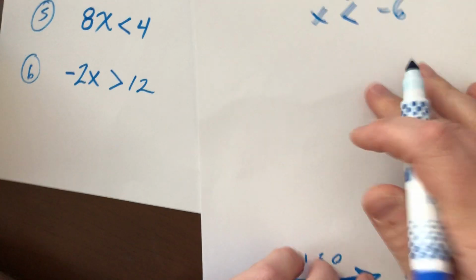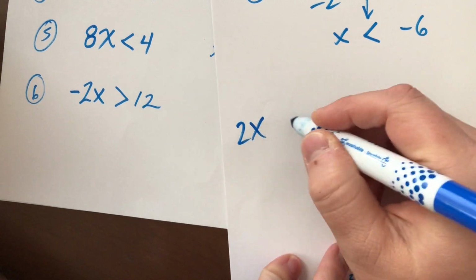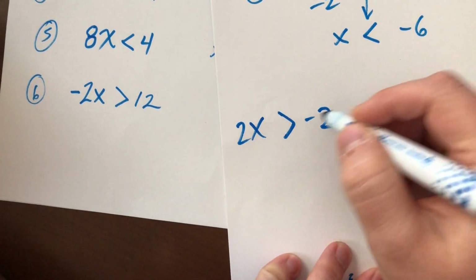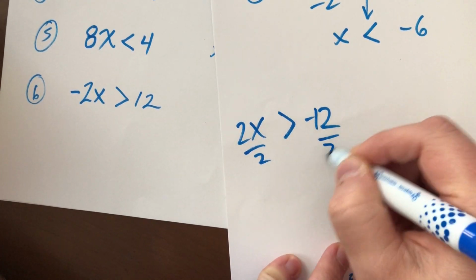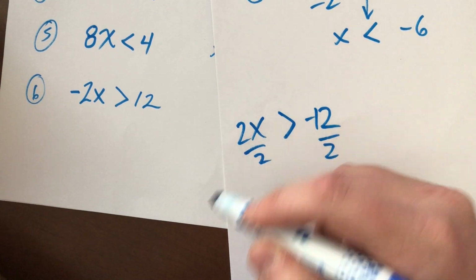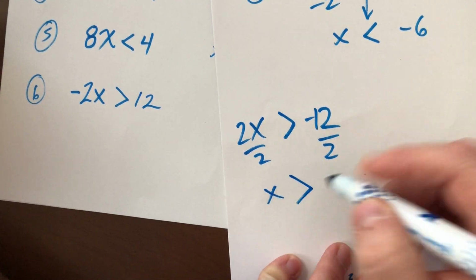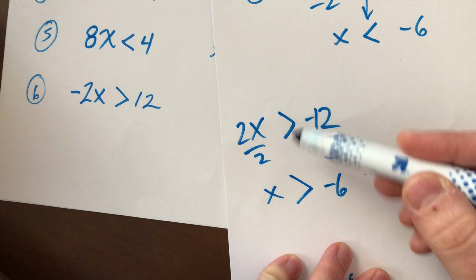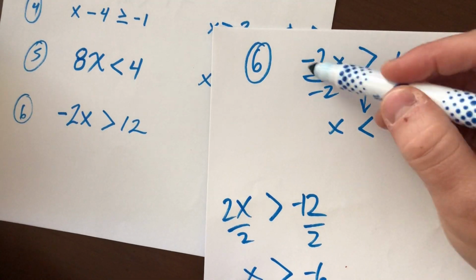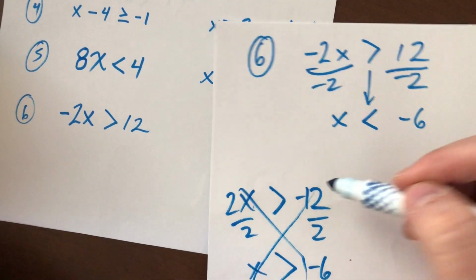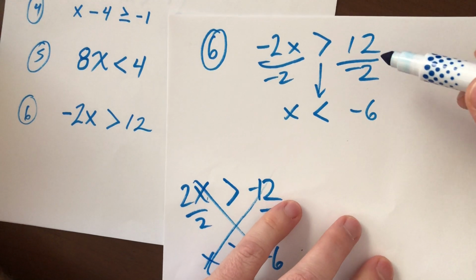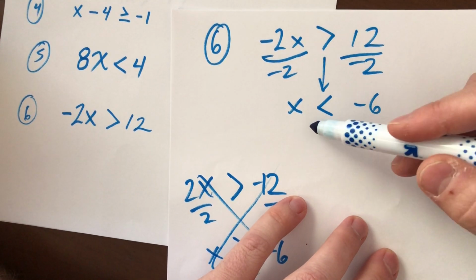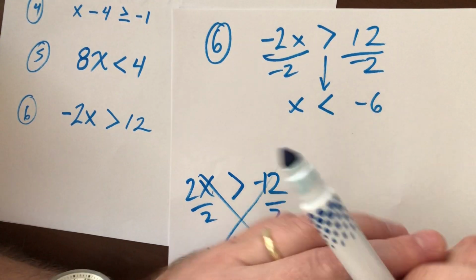Like if this had been 2x is less than negative 12, and we divided it, the number that I'm dividing by is not negative, so the sign stays. The only time it changes is when the number touching x is a negative. Make sure you write something down about that. That's our one weird special thing about these that's different.